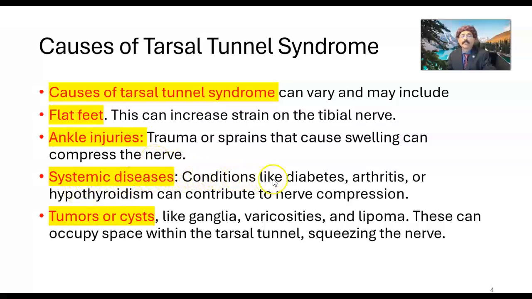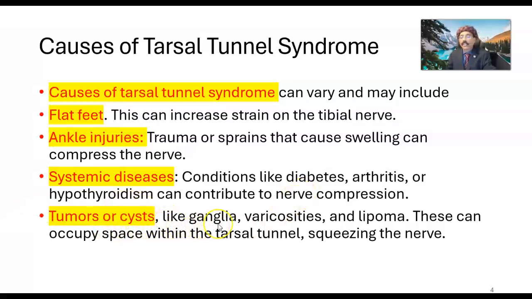Systemic diseases, conditions like diabetes mellitus, arthritis, or hypothyroidism can contribute to nerve compression. In hypothyroidism, there is a collection of mucopolysaccharide. Okay, in arthritis, there is inflammation. In diabetes, some metabolic product may be deposited, and there will be direct nerve injury due to diabetes.